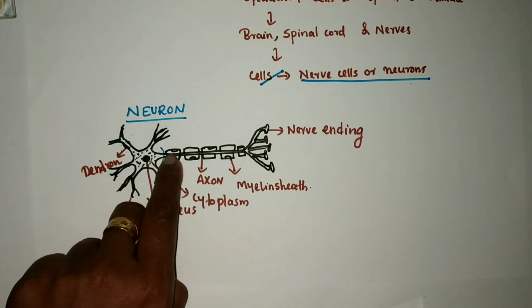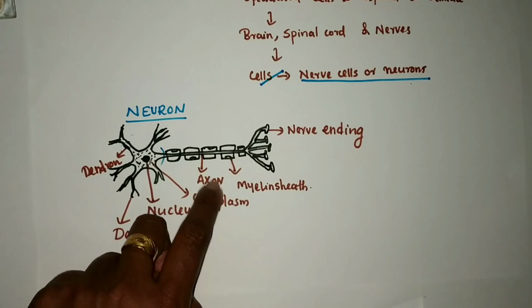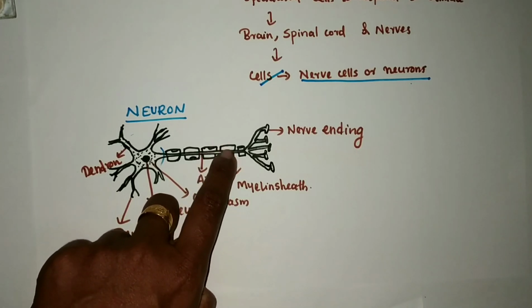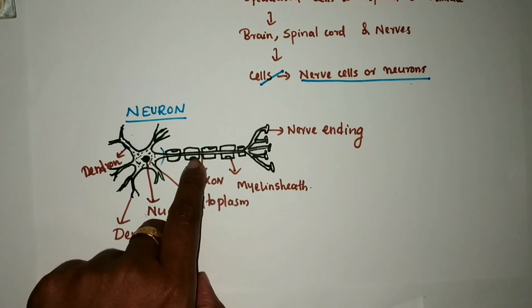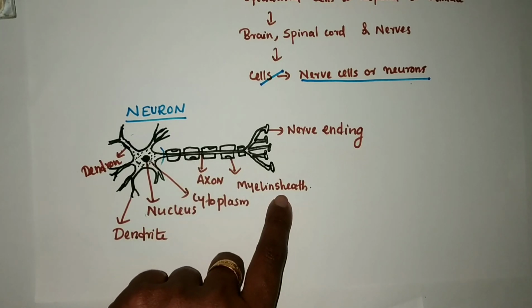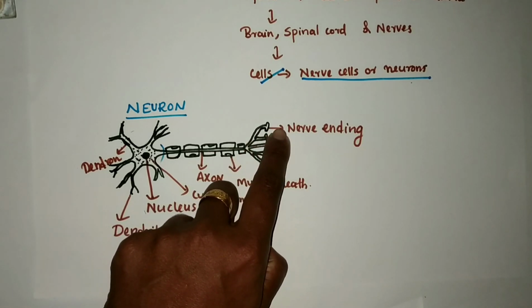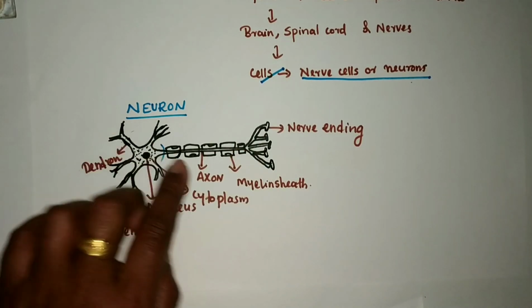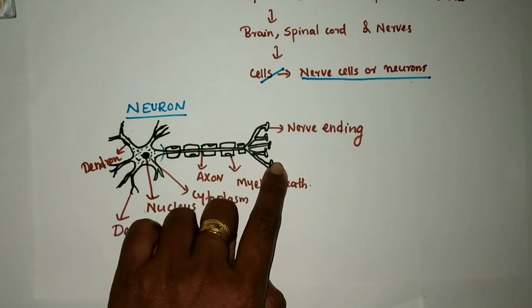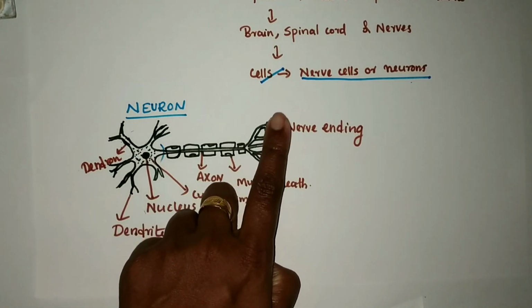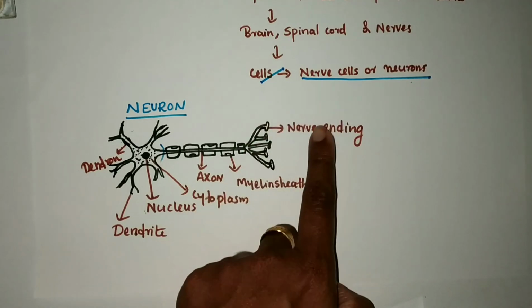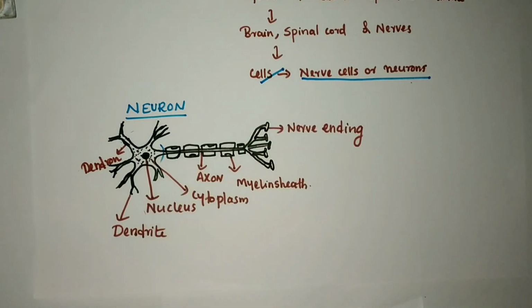continuation of the cell body, an elongated tube that we call the axon. The protective cover of this axon is called the myelin sheath. The last portion is called the nerve ending. So: cell body, axon, nerve ending. The nerve ending of one neuron is connected with the dendrite of another neuron. Two nerve endings never connect. One nerve ending connects with the dendrite of another neuron.